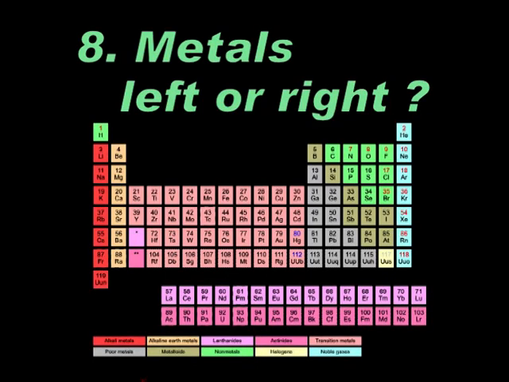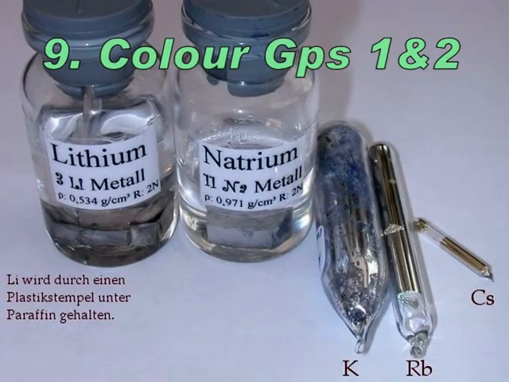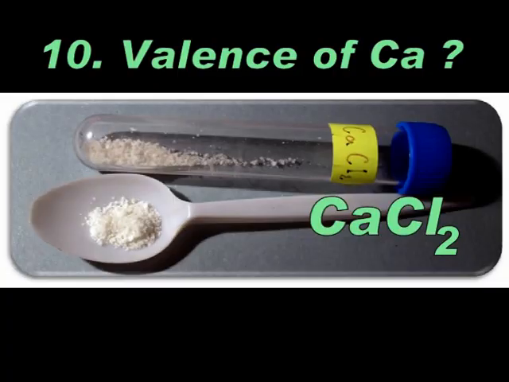Question 8. Do you tend to find metals on the left or right of the periodic table? Question 9. What is the colour of Group 1 and Group 2 metals? Question 10. An old way of measuring valence or combining power was to count the number of hydrogens or chlorines that the element combines with. So what is the valence of calcium in this chemical?